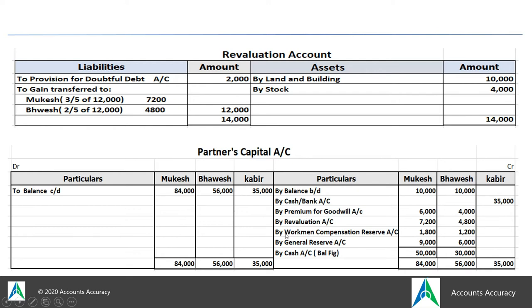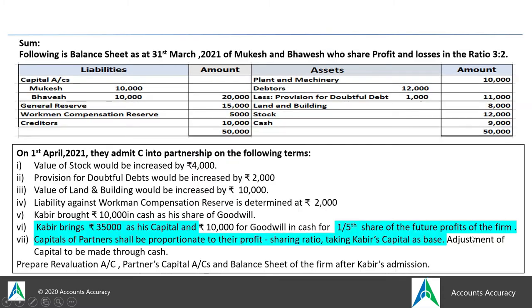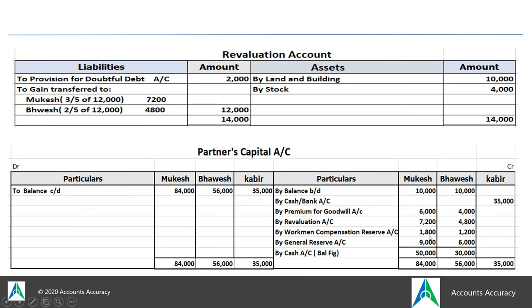Next to that, we have workmen compensation reserve, that is 1,800 and 1,200. How has it come? You can see here the information given is liability against workmen compensation is determined at 2,000. So we need to deduct the 2,000 from workmen compensation reserve and the leftover, that is 3,000, needs to be distributed among old partners in the old ratio, 3:2. 3/5 of 3,000, that is 1,800, would be given to Mukesh and 2/5 of 3,000, that is 1,200, would be provided to Bhavesh.